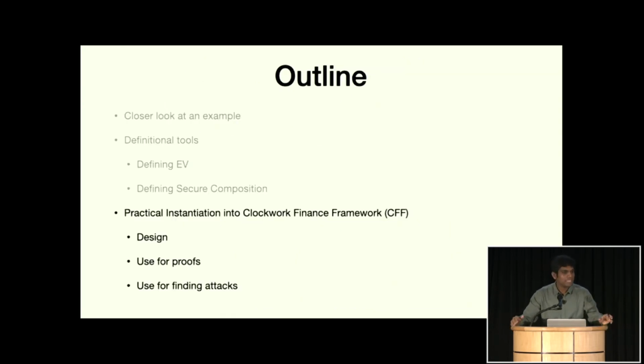Now that we have these definitions of what it means to have economic security and what it means to have secure composition, I'm going to talk about how we use these definitions to implement a practical tool for proving these bounds on MEV. So I'm first going to talk about the design of the tool. Then I'm going to talk about how we use them for proofs and also for finding attacks.